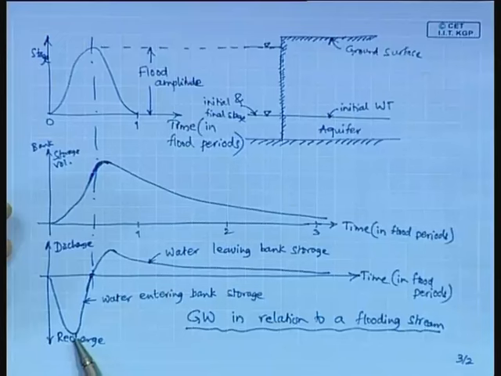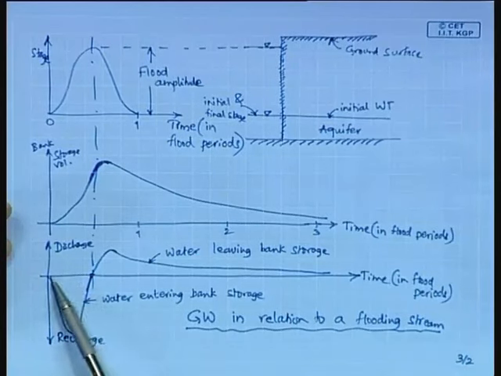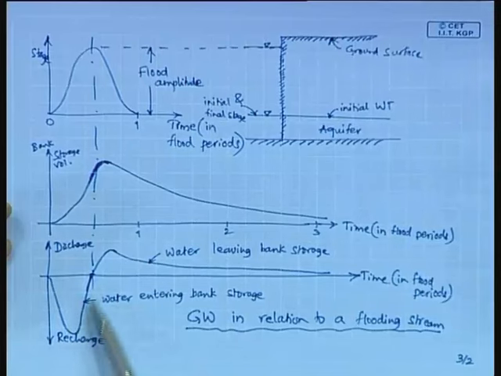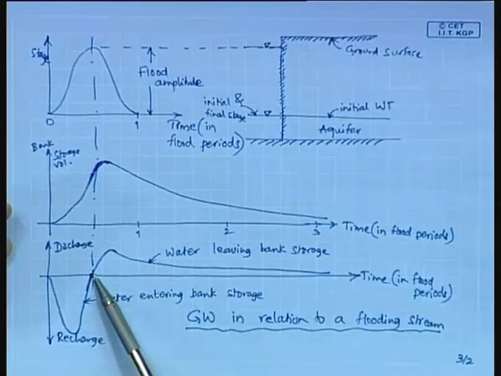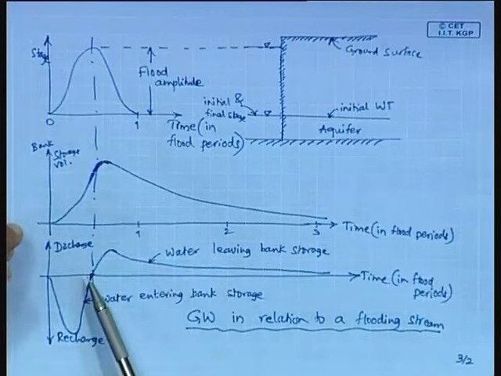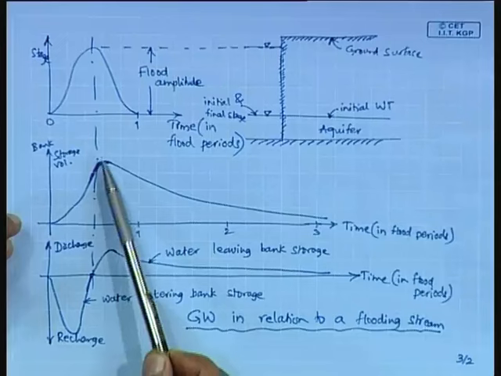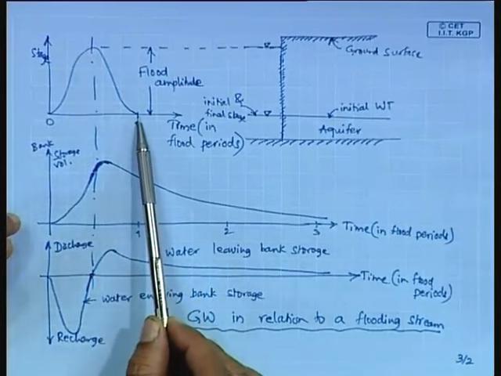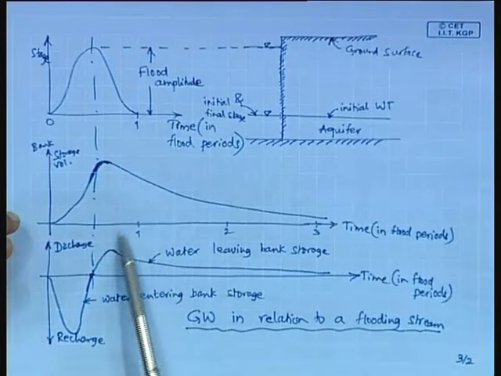So here, this is the peak recharge intensity, and this recharge intensity goes on decreasing, and the recharge volume, which is the area here, is maximum. And once the recharge is maximum, the water starts leaving the bank storage, and that will appear as a discharge. This discharge, which starts from the time instant of the flood peak stage, starts increasing initially and reaches a peak somewhere between the flood peak stage and the first flood time period, so somewhere in between.